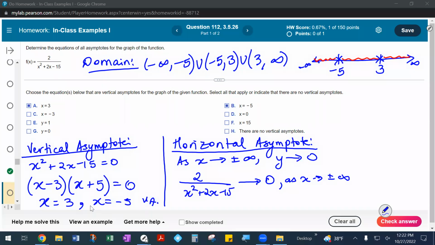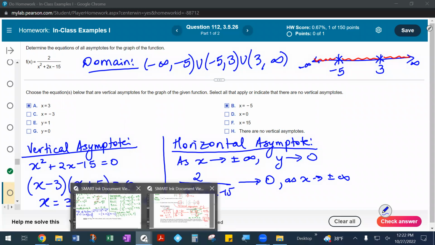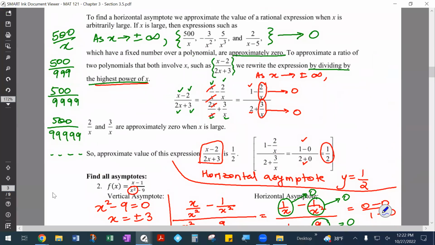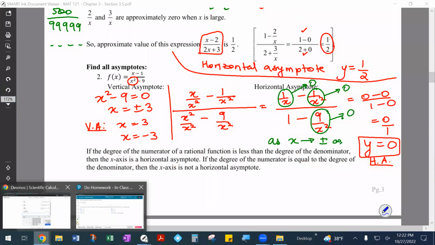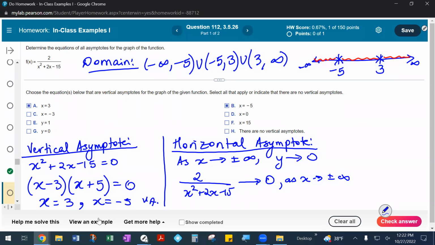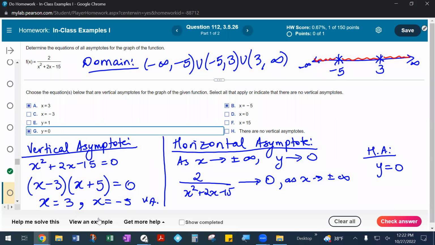This is honestly the same as having 500 over x, because you just have an integer on the top and all the x is on the bottom, and that's the same thing. You have a static number on the top and your x is on the bottom, so your y equals 0 is going to be the horizontal asymptote.